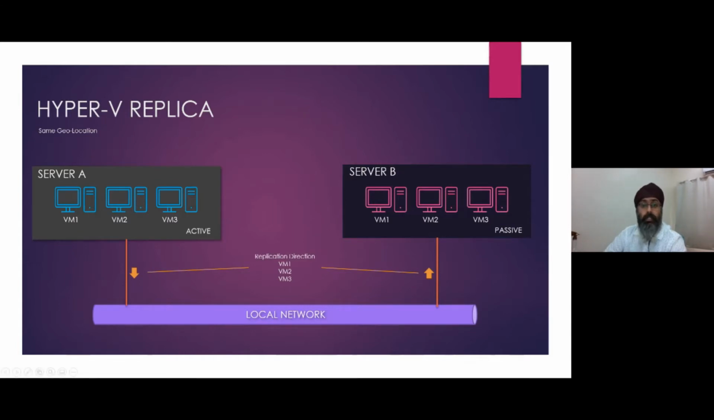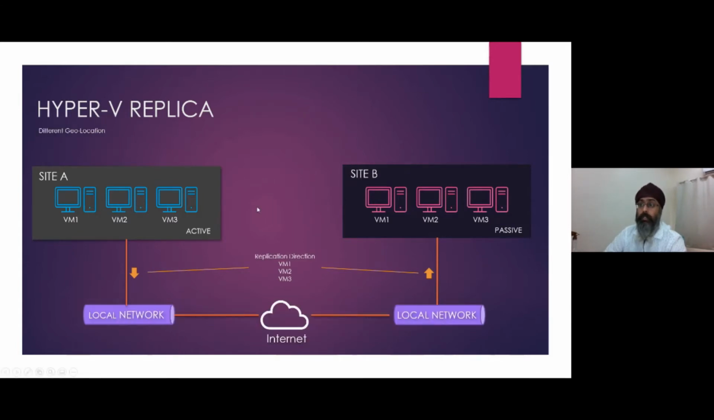Okay, let's go to the next scenario. Next scenario is different geolocation. It's exactly same like previously you see. Only difference you can see is now, rather than calling it server A and server B, usually people call it as site A and site B. And usually it's DC1 and DC2. Okay, it could be KL and Cyberjaya.